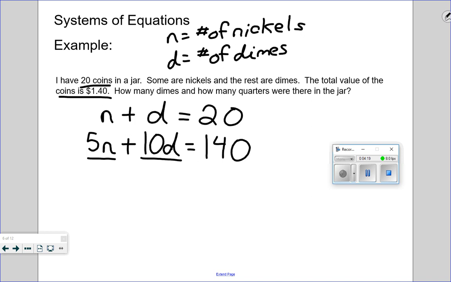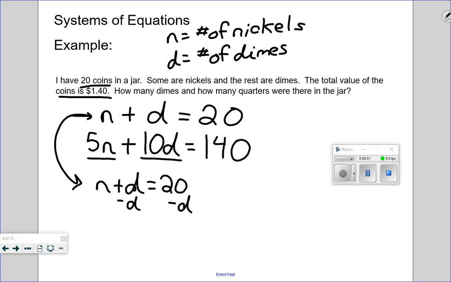So this is how the substitution method works for this. You're going to take one of your equations, ideally the one that looks simpler. So in this case, this one looks a little simpler. I'm going to use this one. I'm just going to rewrite it down here. And what you're going to do is you're going to isolate one of those variables. Either the N or the D, it doesn't matter which one. I'm going to do the N. So I'm going to get N by itself. And to do that, I'll subtract D from both sides. So that gives me N equals 20 minus D.